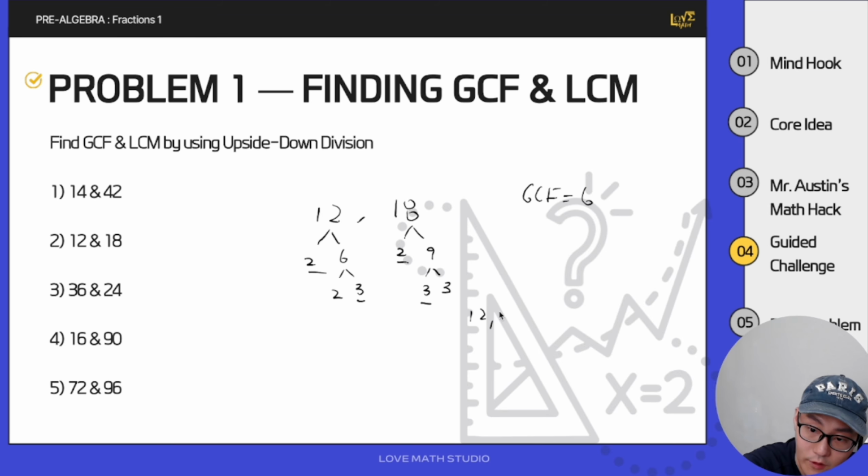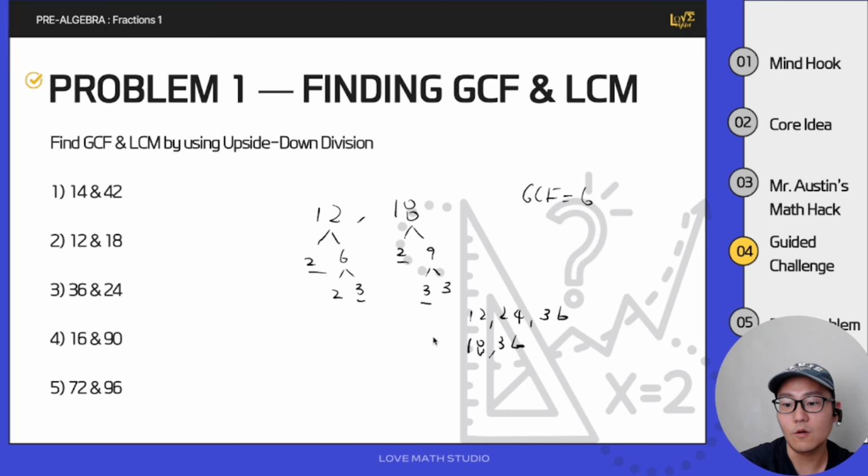For the least common multiple, 12, 24, 36, and 18, 36. So it's 36, isn't it? Our least common multiple is 36. But as I told you, let's not use this method, but let's do upside down division.